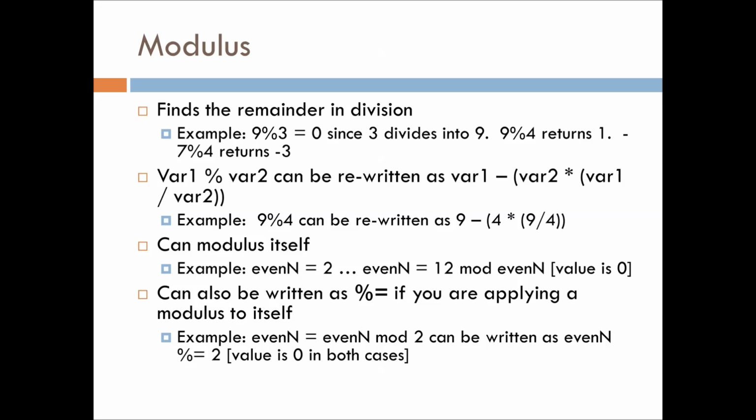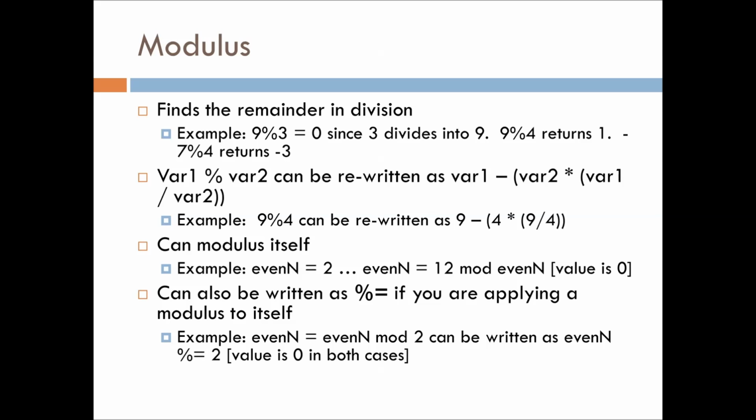If mod's weird to understand, you can rewrite it as the first variable. So if we look at the 9 mod 4, 9 minus, and this is where parentheses come into play, that we'll go into in a moment, your second variable, so 4, times, and now another set of parentheses, your first variable divided by your second variable, and then you end both of those parentheses. Just if that's an easier way to understand what's going on in a modulus operation.